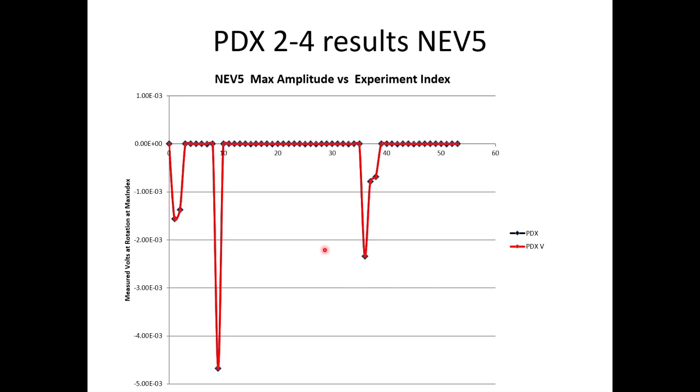And the results here: the red line is the proper output for these experiments, and the black dots are the simulated results that match the experiments. I think we had the results down to 30 parts per million or 60 parts per million.